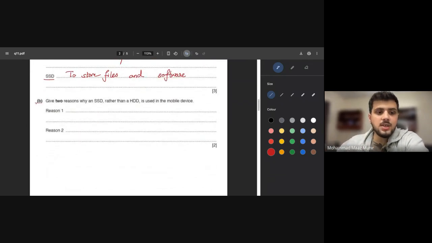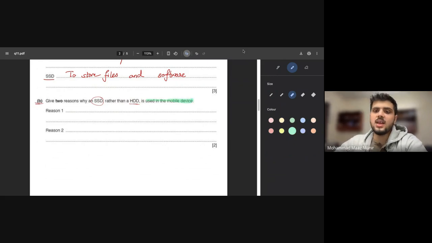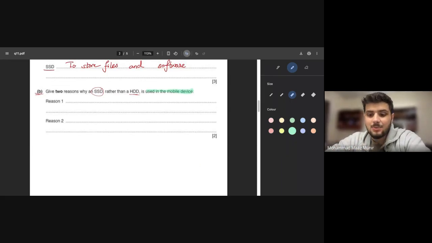Then part B is talking about why we should go for SSD rather than an HDD. And also, you see they stated the word is used in mobile devices. This means that one benefit can also be related to something which discusses why SSD is more better to be used in a mobile device rather than in a hard disk. So the biggest reason why SSD is better is because of the way it uses less energy, and the way it is more compact, lightweight, or you can say also more portable.